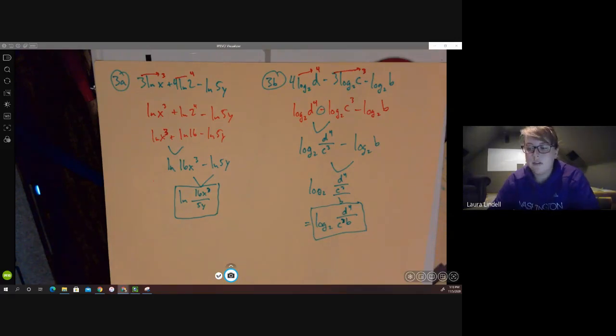All right, any questions from 3A or B? Remember, subtraction is the quotient property, addition is the product property.